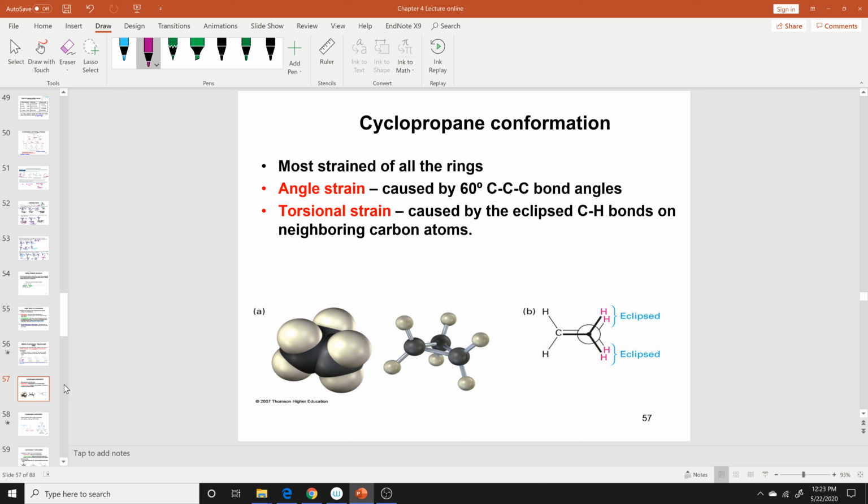Remember, a Newman projection is between 2 carbons, so I cannot draw a Newman for all the carbons. So I'm going to draw a Newman between these 2 carbons over here, and you can see that the 2 hydrogens here eclipse each other, and the 2 hydrogens here eclipse each other. So this is where my torsional strain is. So cyclopropane has 2 types of strains. It has an angle strain and it has a torsional strain.